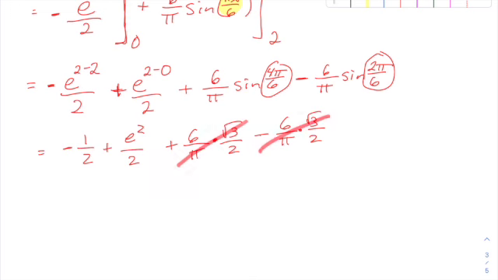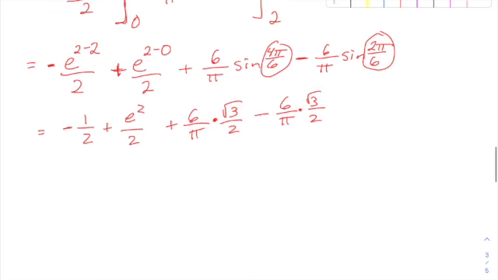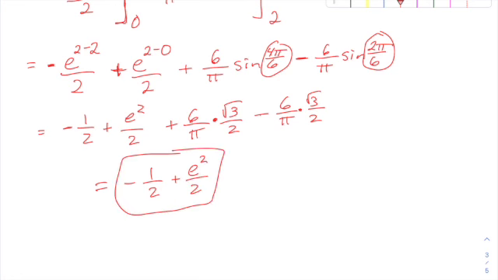So, if this were a multiple choice question, for example, you would see a simplified answer. You would see negative 1 over 2 plus e squared over 2, or perhaps written as one fraction, since they have the common denominator, maybe e squared minus 1 over 2, something like that. But that does not need to be done on an FRQ.